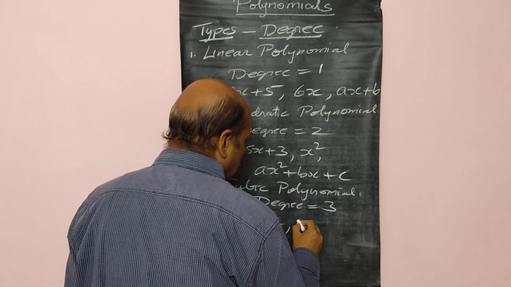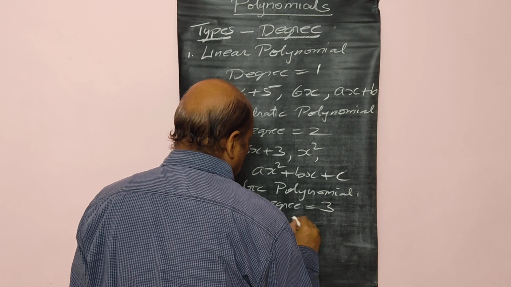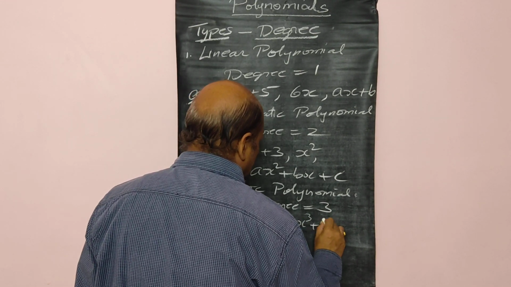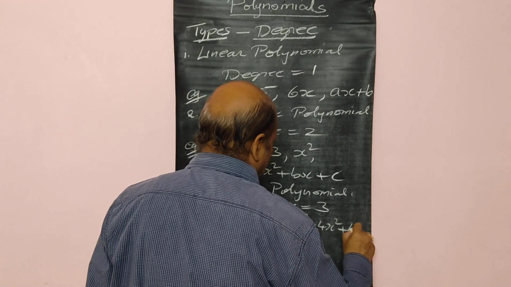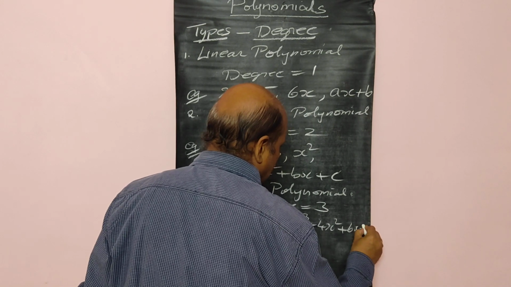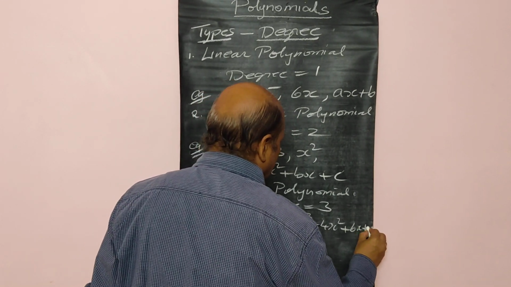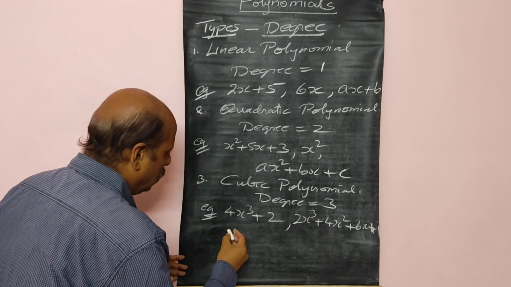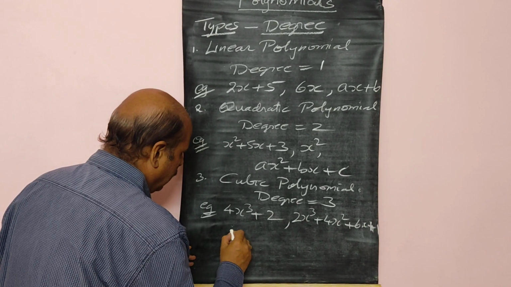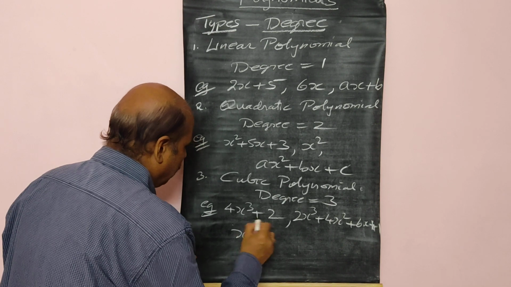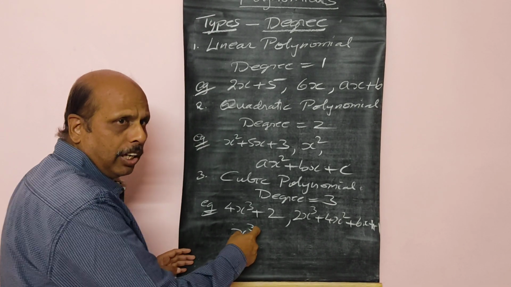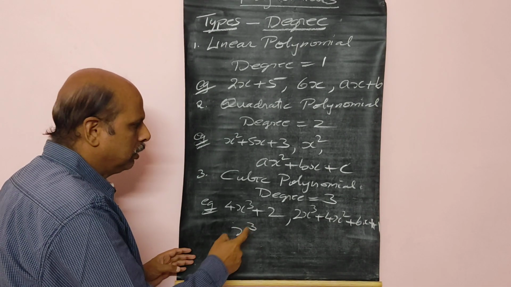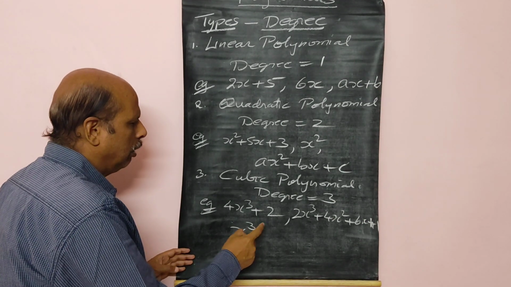Or you can have all the terms, that is 2x raised to 3 plus 4x square plus 6x plus 1. This is a cubic polynomial. If there is a single term also, it is a cubic polynomial. Say only x raised to 3. Power is 3, degree is 3, therefore it's a cubic polynomial.